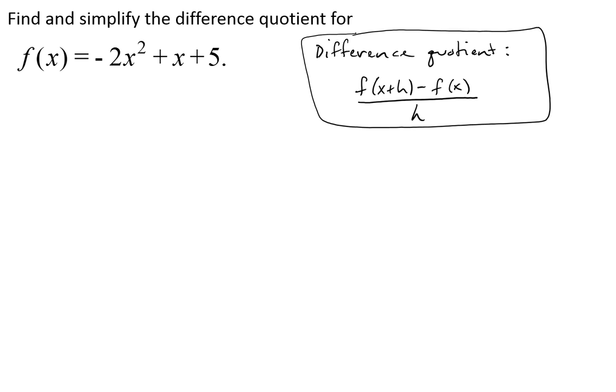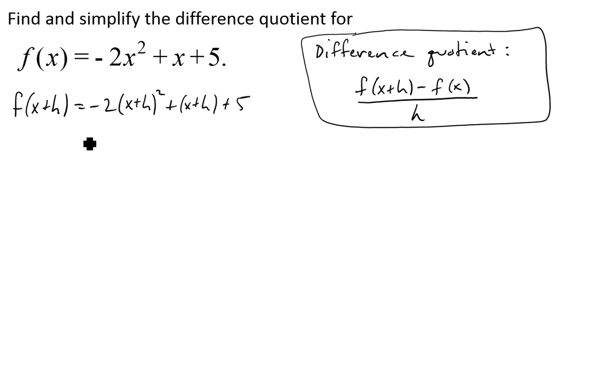So probably the most complicated part of this is evaluating that very first piece of it, that f of x plus h. F of x plus h does not mean that I simply add an h on to the end of this equation for the function. It means I have to replace the x, or the input, with that expression x plus h. So I'd have negative 2 times x plus h squared plus x plus h plus 5.